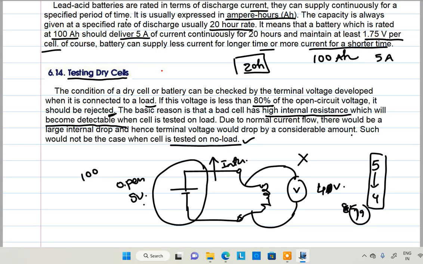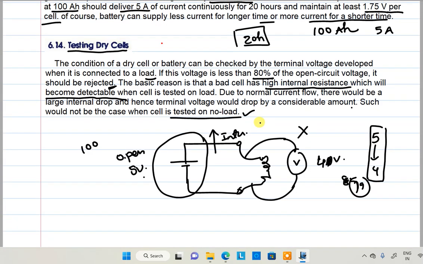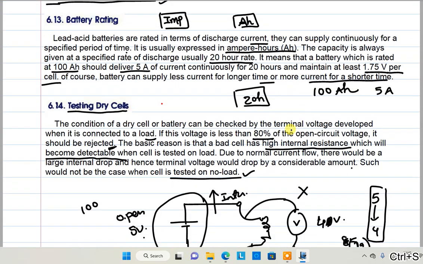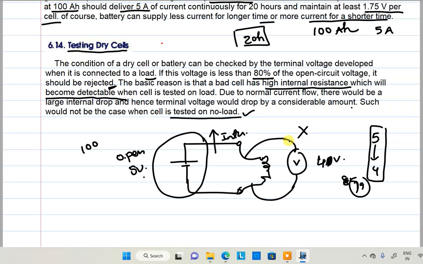So this is about cells, different types of cells, testing of cells and rating of cells. I hope you enjoyed the class. Of course, this is a theory class, and the important theoretical points I mentioned are important for you. This is the preparation for this particular material. The points I gave here are enough to answer in your exam for this particular chapter. Thank you.